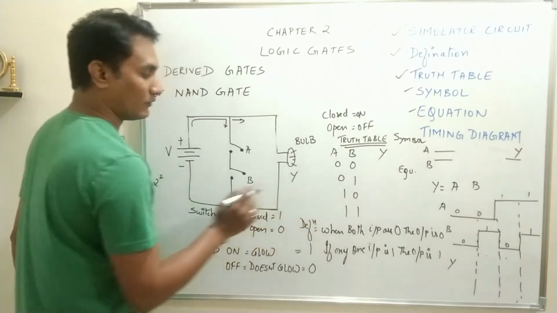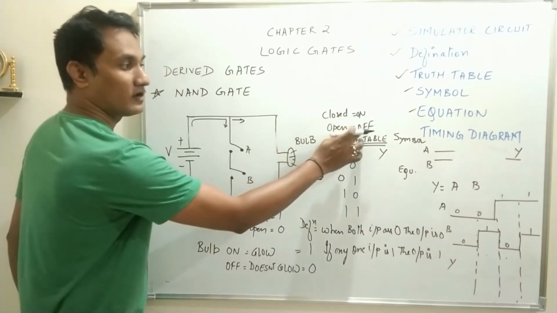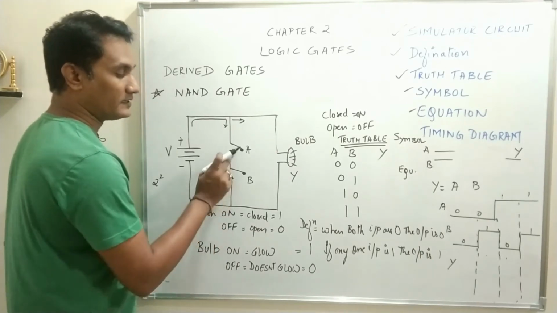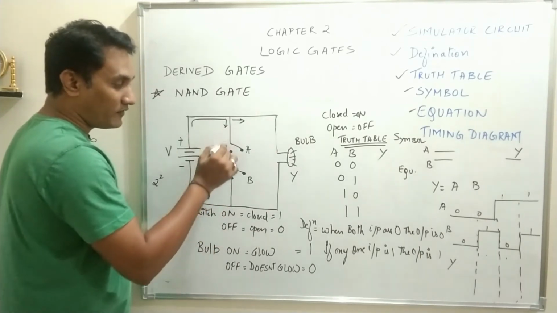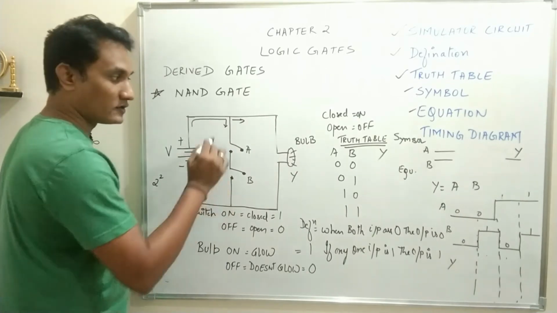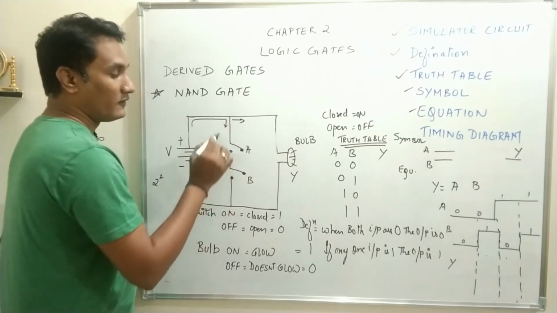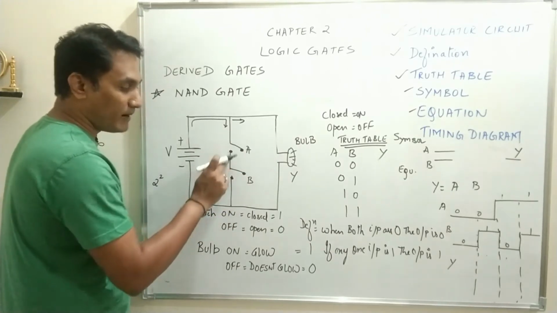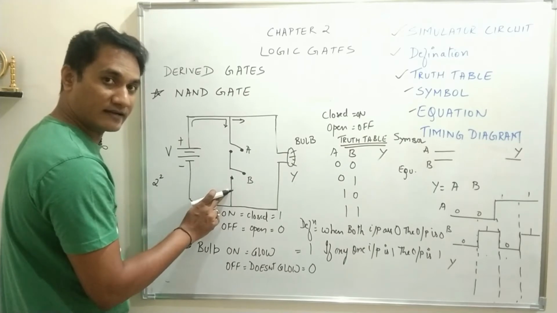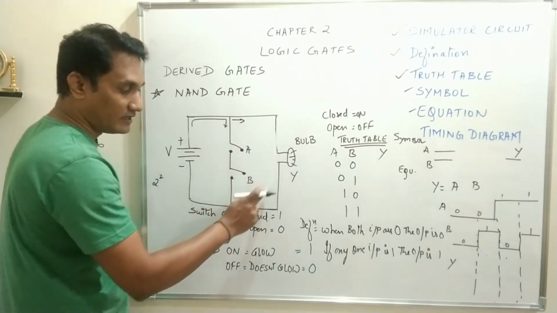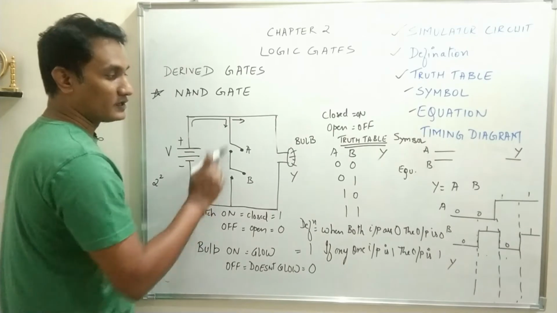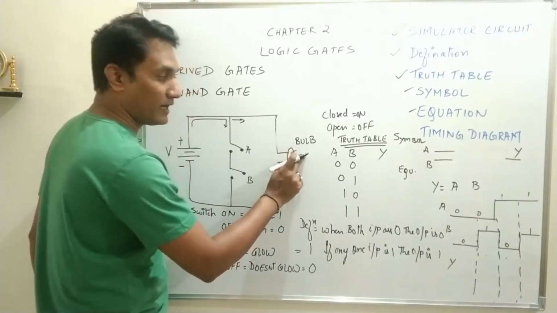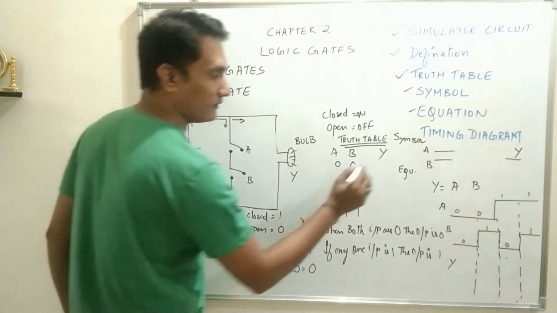Now for 0 0, that means both the switches are in off condition, open condition. So will there be any flow of current through the bulb? Of course not. Will there be any flow of current through the switches as they are open? This path is broken. So the only path left for the current to flow is through the bulb. So current will flow through the bulb and no current will flow through the switches.